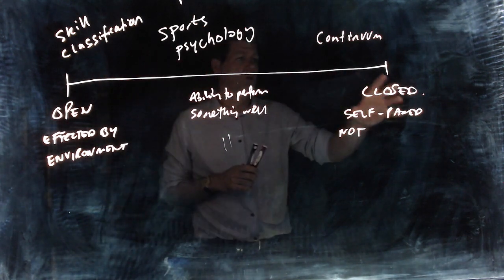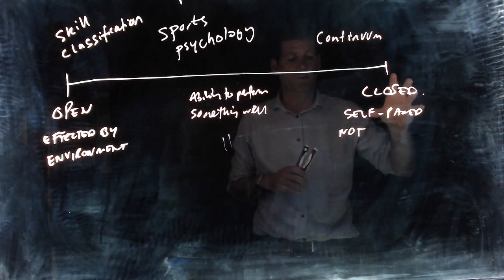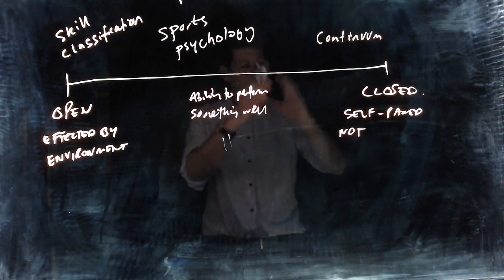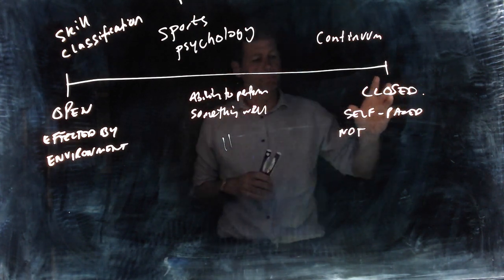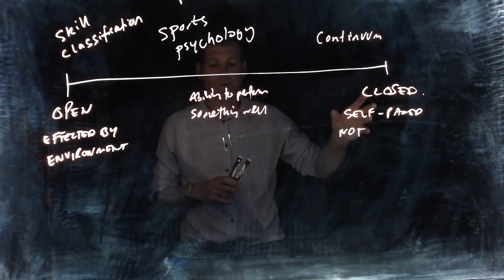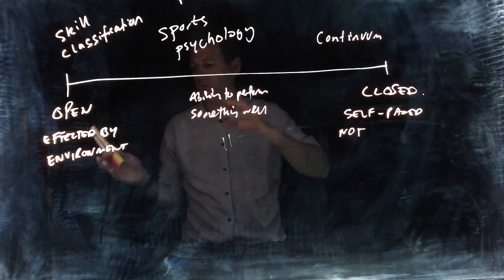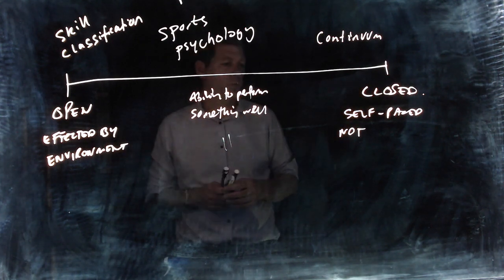Whereas an example of a closed skill might be something like darts or snooker or shooting or archery, where potentially it's indoors, it's not in an outside environment, and there's very little that can affect the outcome of that skill. So it tends to be very controlled and not open to the external factors like the open skill is.